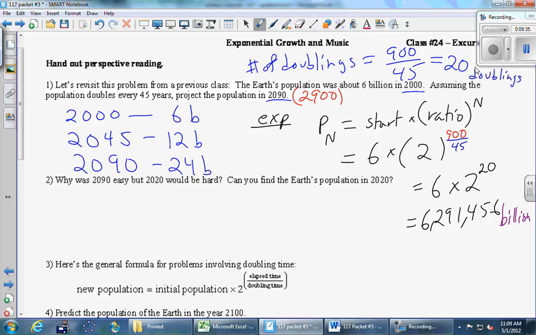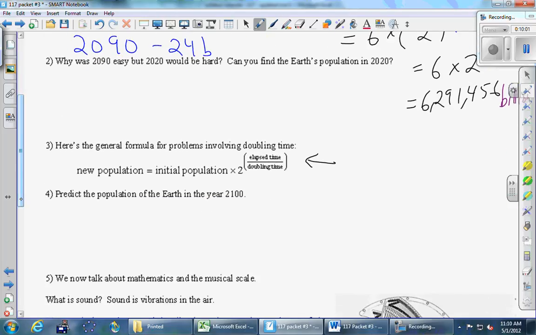Okay, so let's see if we can kind of bring things together and come up with some formula. Let's take a look down here at number 3. This 45 years is something called the doubling time. 45 years is how long it takes for the population to double. So if we've got a doubling time, we've got a formula down at the bottom here. This is number 3. New population equals initial population times 2 to the elapsed time over the doubling time.